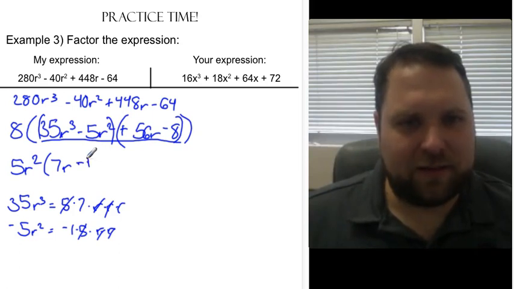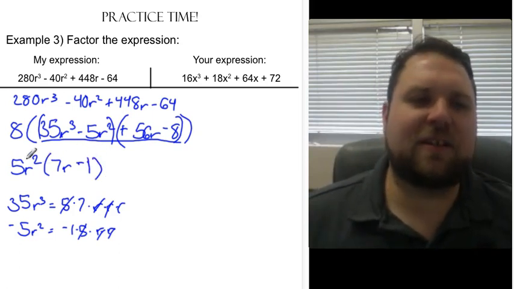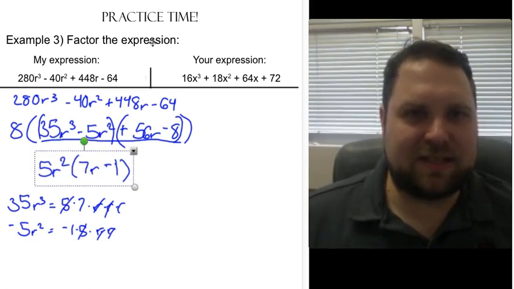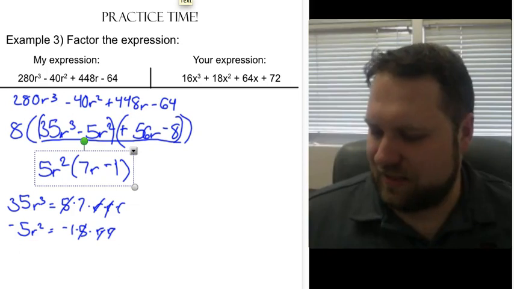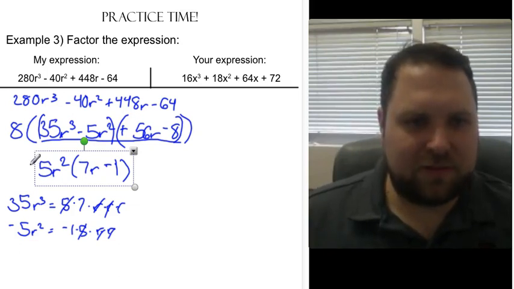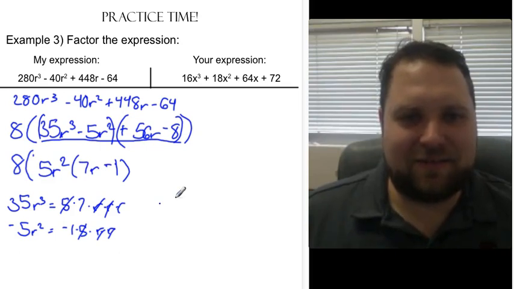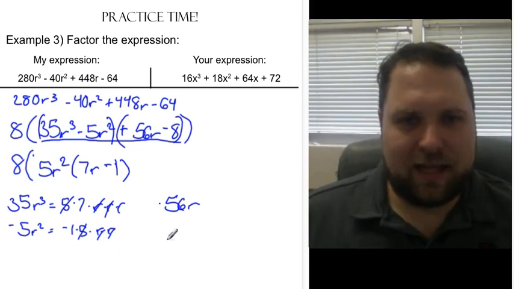minus 1. And I have to be very careful because there is something I left out from one step to the other. Notice that all of this is actually still inside those parentheses. So when I go to write this out, that 8, it's still lingering there on the outside. It didn't go anywhere. Now I've got to do over here a 56r and negative 8.